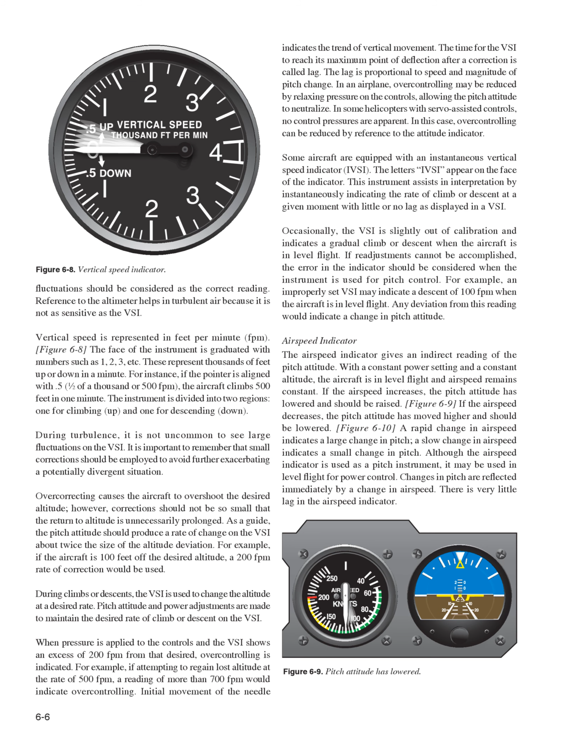Airspeed indicator. The airspeed indicator gives an indirect reading of the pitch attitude. With a constant power setting and a constant altitude, the aircraft is in level flight and airspeed remains constant. If the airspeed increases, the pitch attitude has lowered and should be raised. Figure 6.9. If the airspeed decreases, the pitch attitude has moved higher and should be lowered. Figure 6-10. A rapid change in airspeed indicates a large change in pitch, a slow change in airspeed indicates a small change in pitch. Although the airspeed indicator is used as a pitch instrument, it may be used in level flight for power control. Changes in pitch are reflected immediately by a change in airspeed. There is very little lag in the airspeed indicator.